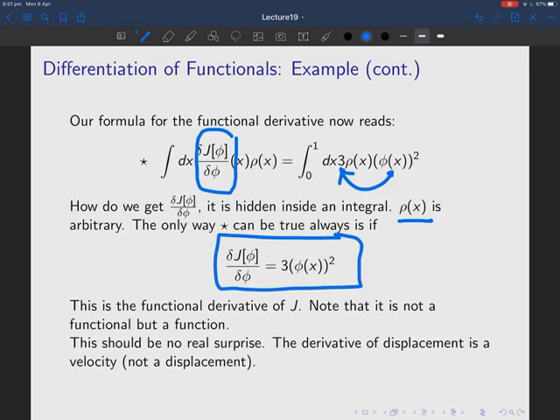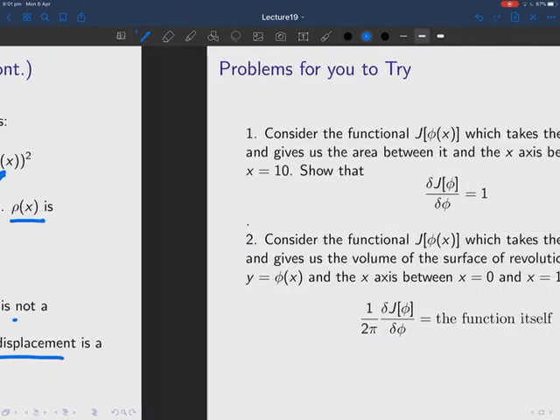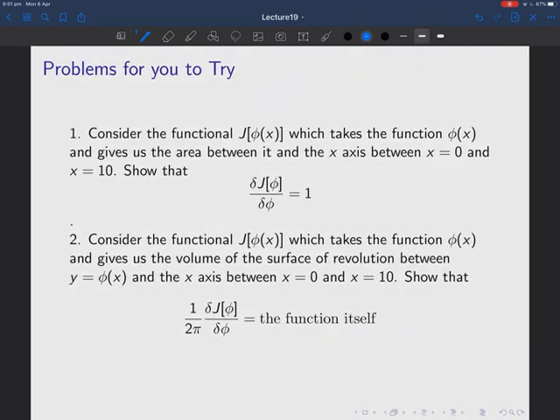And so now we have found the derivative. This is the functional derivative of j. Note that it's not a functional. It's now a function. So the functional derivative of a functional is actually now a function. You're getting out 3 phi squared of x. That shouldn't be any surprise, because for instance, the derivative of displacement is a velocity, not a displacement. So the same thing is happening here. The derivative of a functional is actually a function, at least in this case.